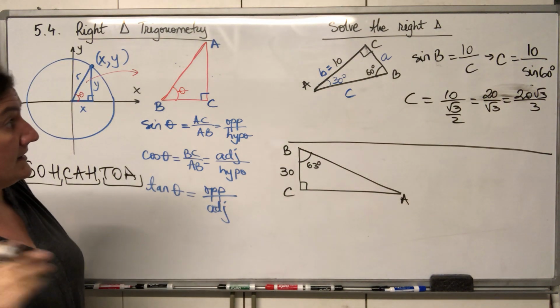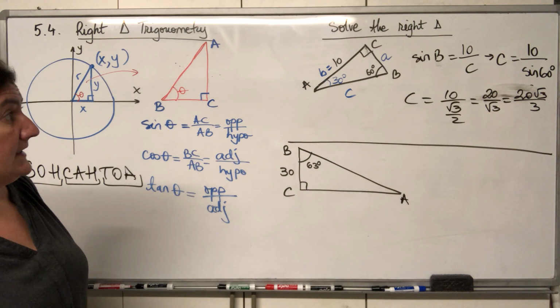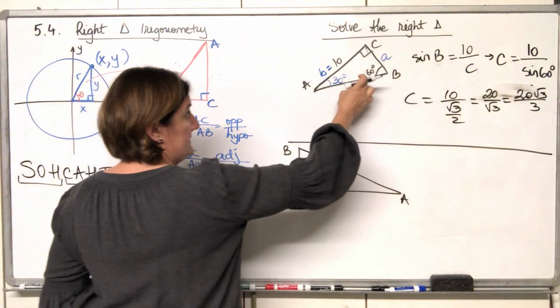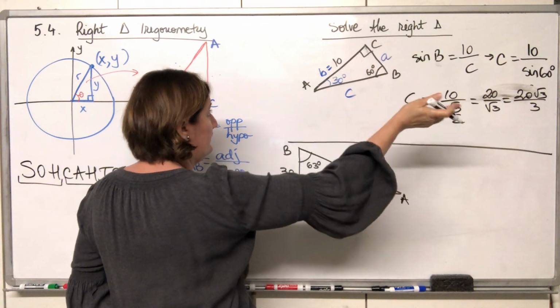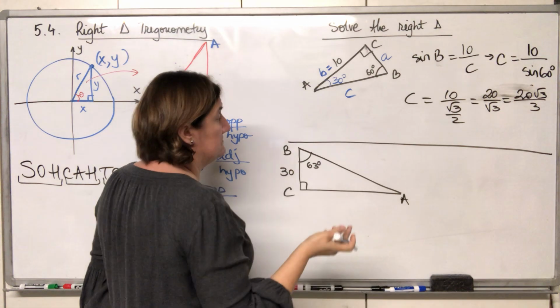So there's that. What else do I need to find? I need to find side A. How could I find side A? Again, I can use tangent, I can use cotangent, I can use the sine value.